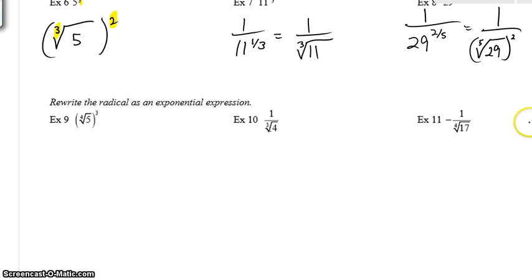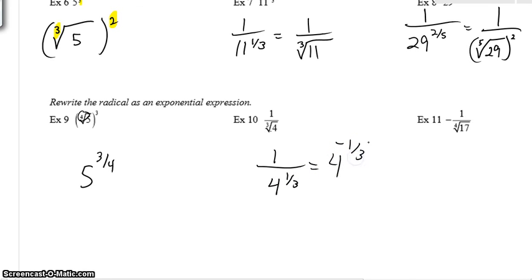Well, you can also go in the opposite direction. You can go from a radical to an exponential expression. You got the 4th root of 5 raised up to the 3rd. Hopefully you'll look at that and say that's 5 to the 3/4. The index always goes in the denominator. This is 1 over the cube root of 4. Well, that's 4 to the 1/3. But I'm going to bump that up and write that as 4 to the negative 1/3 power.